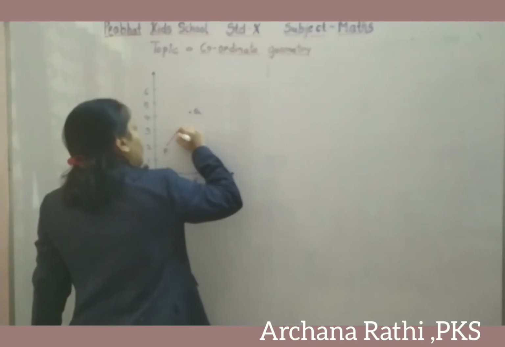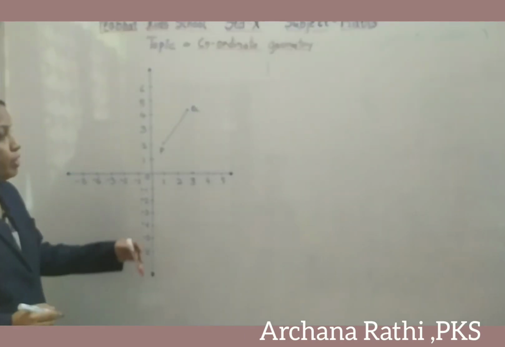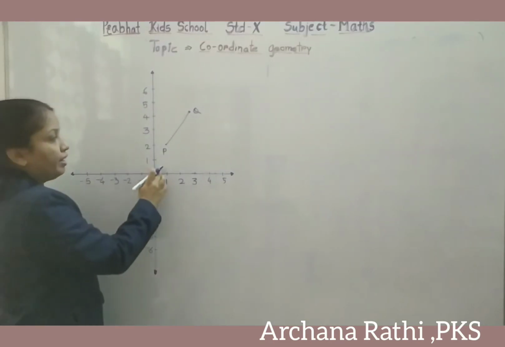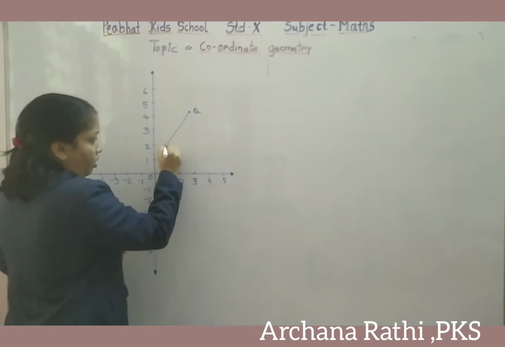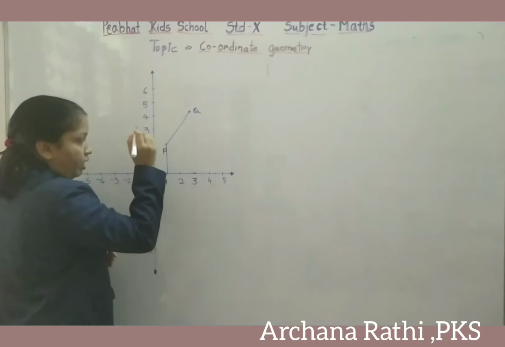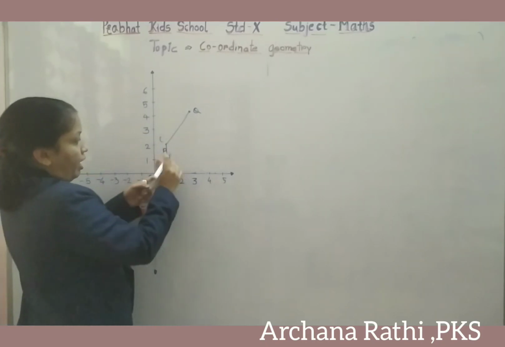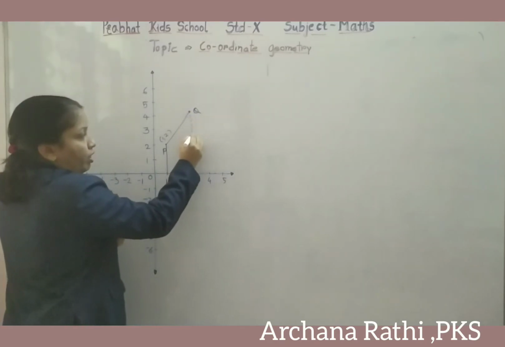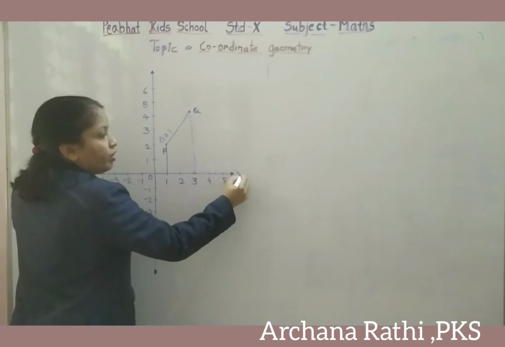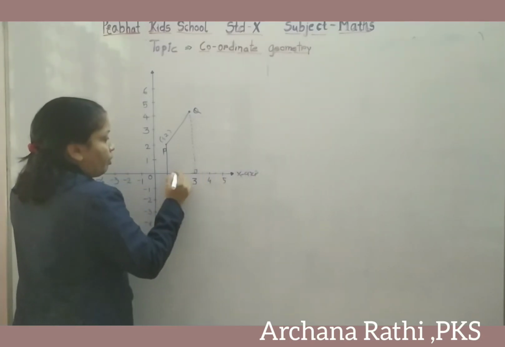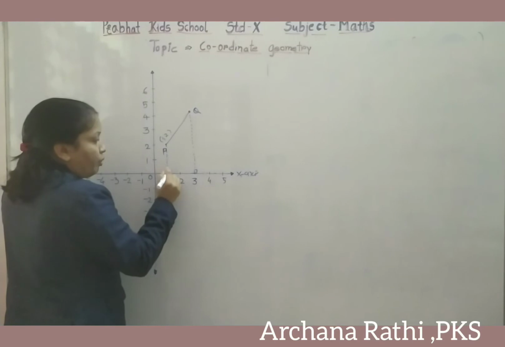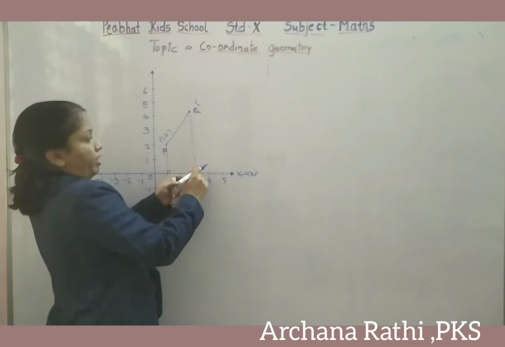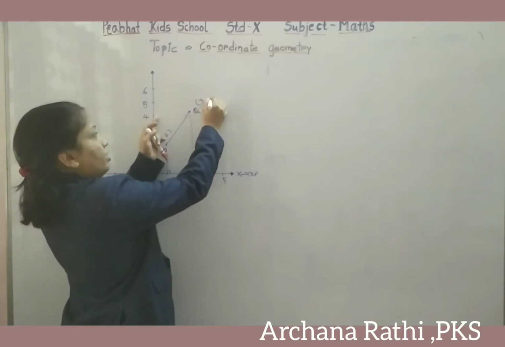Now join PQ first. I want to find the distance PQ. Now how to find this distance? Draw the perpendicular from P on the X axis. Its coordinates are 1, 2. I am writing the coordinates. Again draw the perpendicular from Q on the X axis. This is the perpendicular distance, and this is also a perpendicular distance. What are the coordinates of this point? The X coordinate is 3 and the Y coordinate is 4.